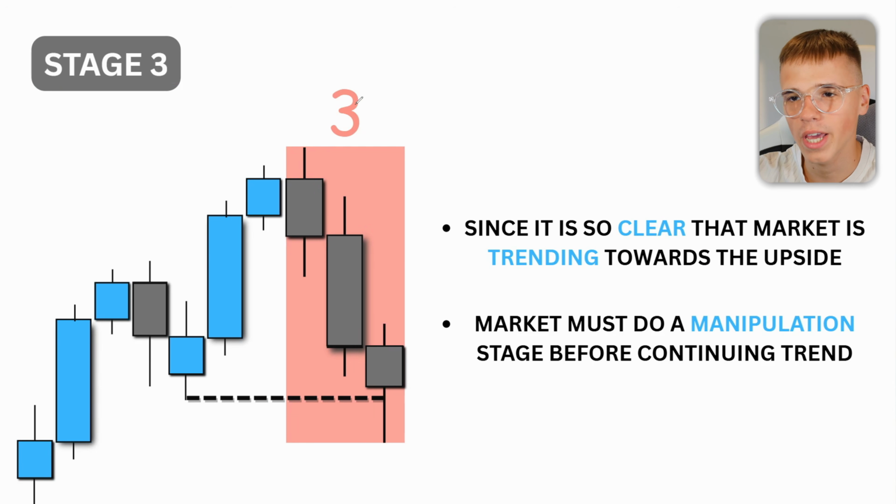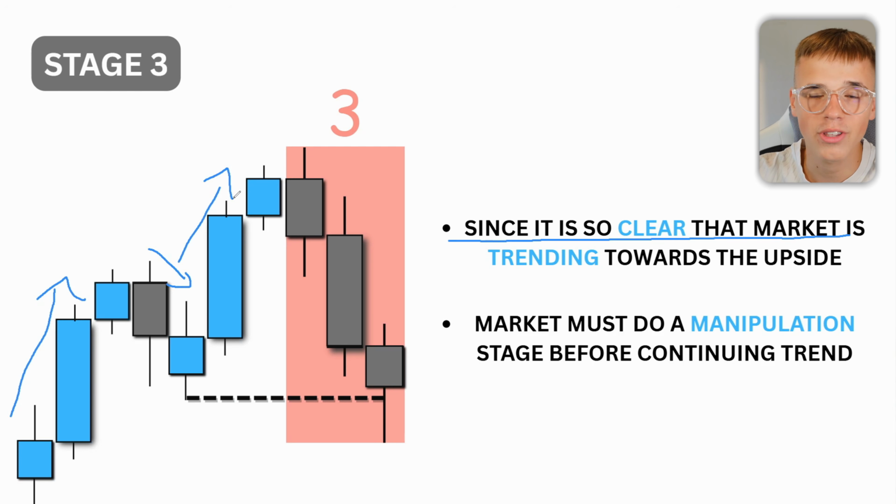So listen carefully to what happens in stage number 3. Since it is so clear that the market is trending towards the upside, because we see this push, then a correction, then another push, it is clear to everybody who is trading that the market is trending to the upside. Basically, the market needs to do something that is called a manipulation stage.